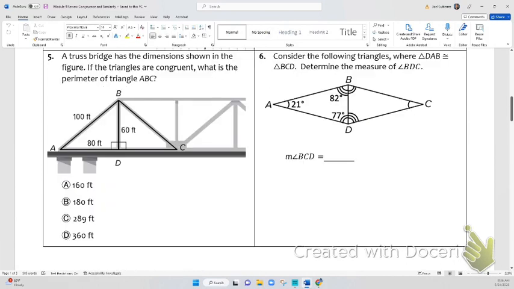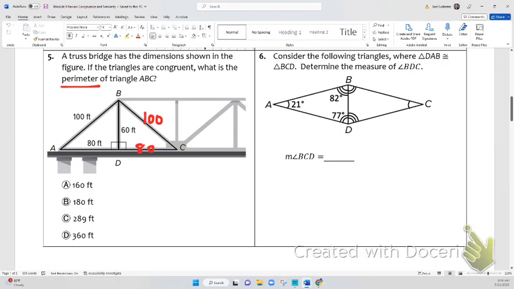For number 5, it says that a truss bridge has a dimension shown in the figure. If the triangles are congruent, what is the perimeter? Okay, so this is our key word here, perimeter. Perimeter just means the distance around the entire triangle. So from A to B, it's 100. From B to C, it's also 100. From A to D, it's 80. So from D to C, it's also 80, right?